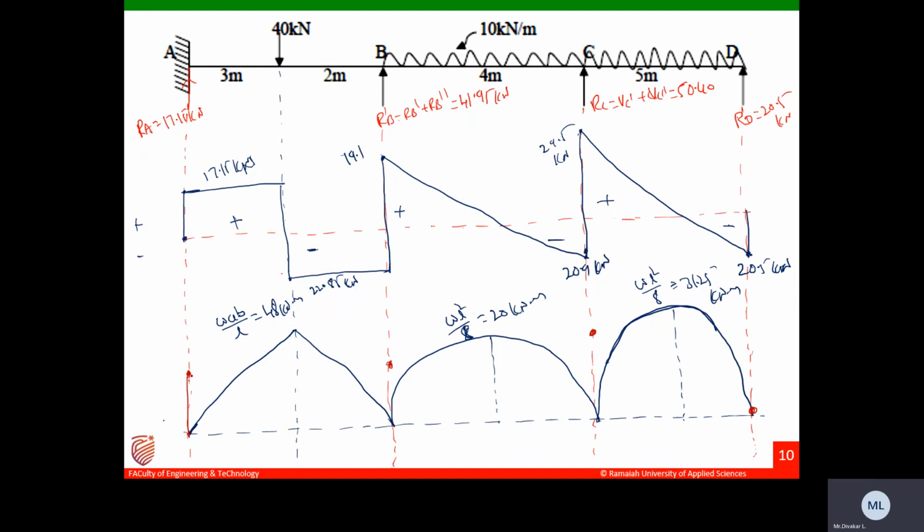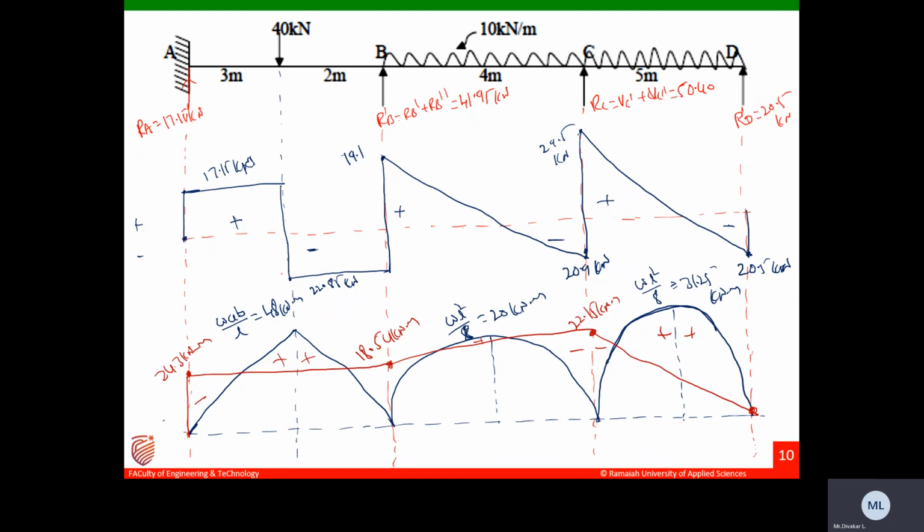Then let us join those lines. So this is minus, this is plus, and this is plus, and this is plus, and this will be minus. You can write the values: 24.34 kilonewton meters, 18.54 kilonewton meters, and 22.9 kilonewton meters. This is how we need to draw the BMD, guys.